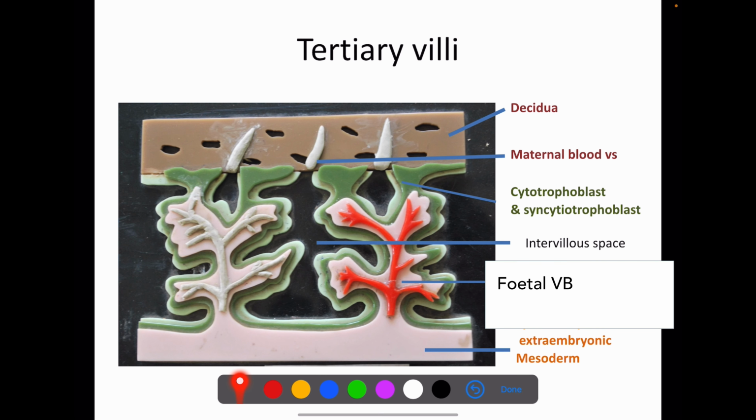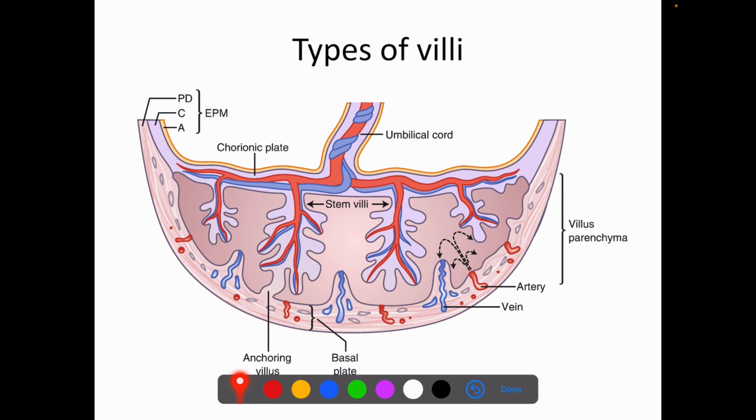Now here, this is called the decidual plate. This is the maternal surface, and this is the fetal surface. The villi which extend from the fetal surface to the maternal surface are called anchoring villi. They go on dividing and redividing to form rami. The villi which do not reach from fetal to maternal are called floating villi. Simple. So these are stem villi, or the anchoring villi.